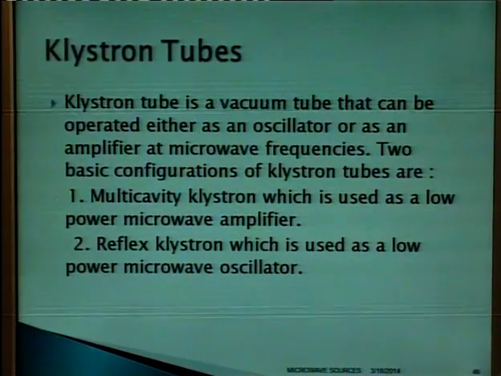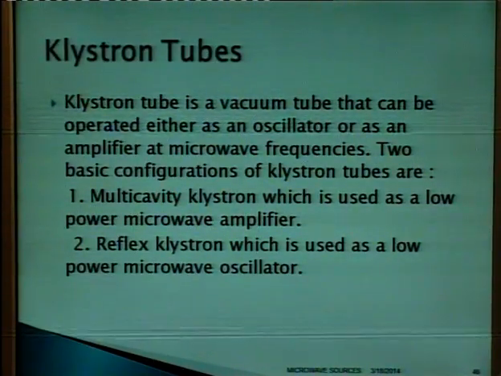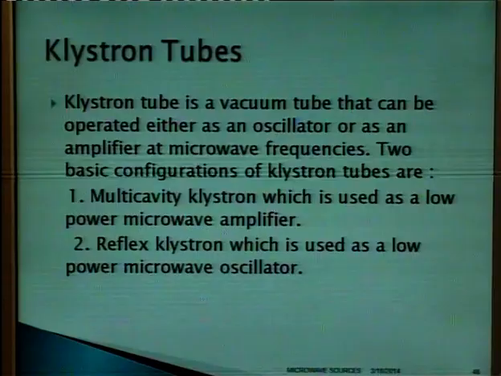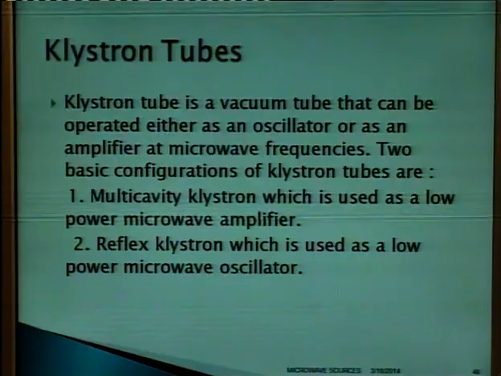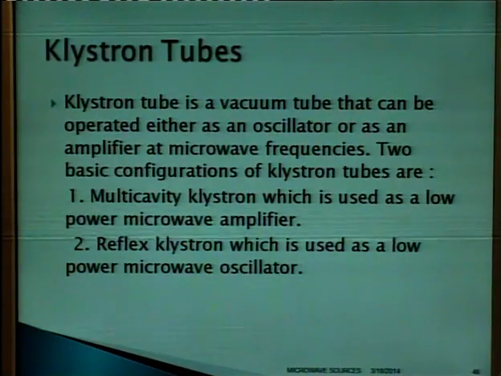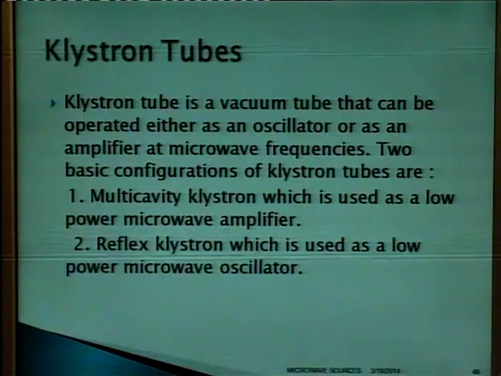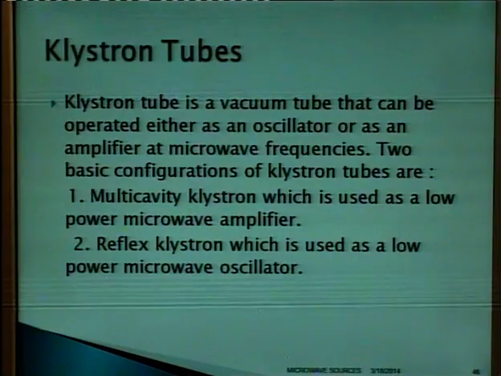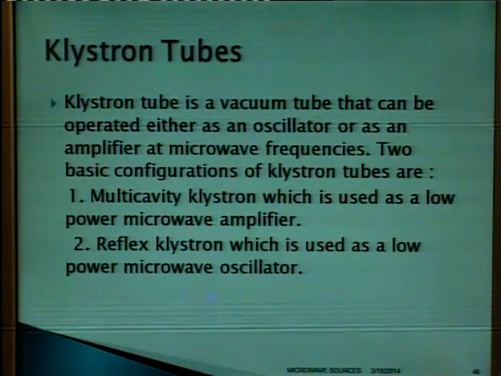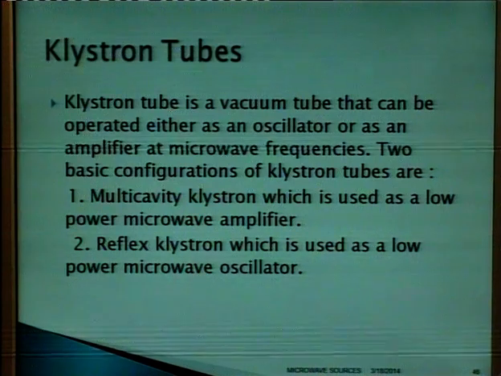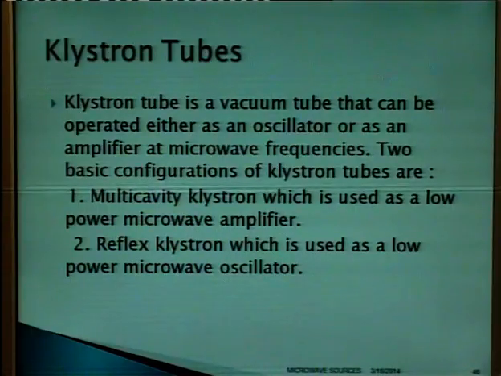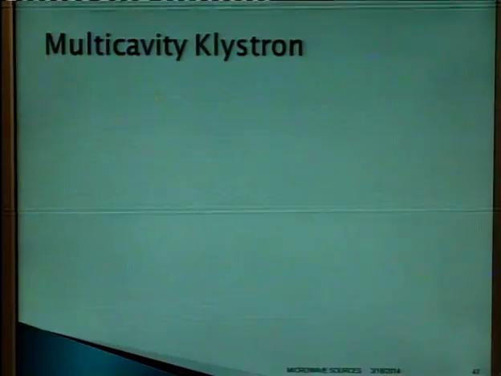So, the first device is the klystron tube. A klystron tube is a vacuum tube that can be operated either as an oscillator or as an amplifier at microwave frequencies. The two basic configurations of klystron tubes are the multi-cavity and the reflex klystron. In the multi-cavity klystron, we have a number of cavities, and their use is just to increase the gain of the amplifier. Then we have the reflex klystron, which is used as a low power microwave oscillator.